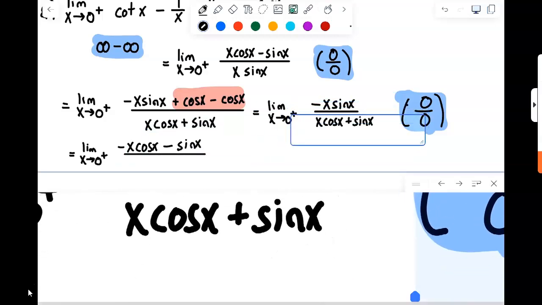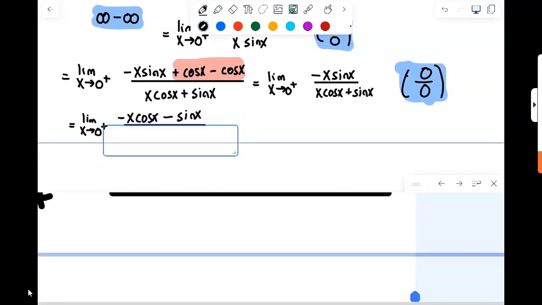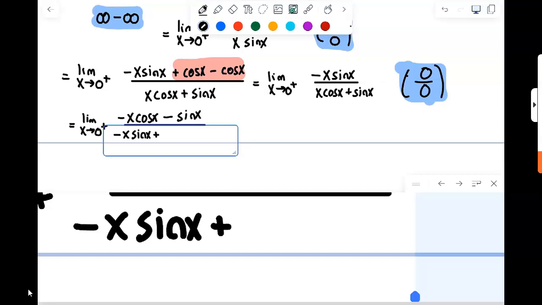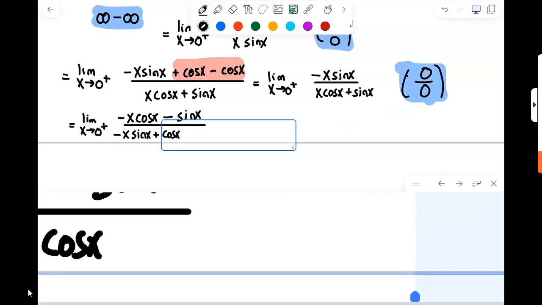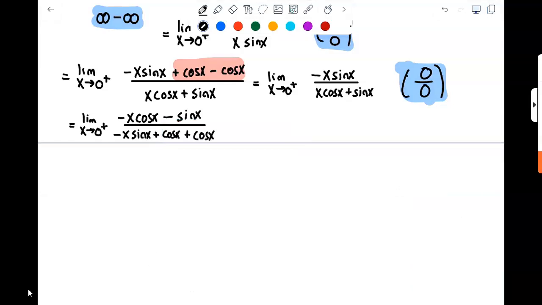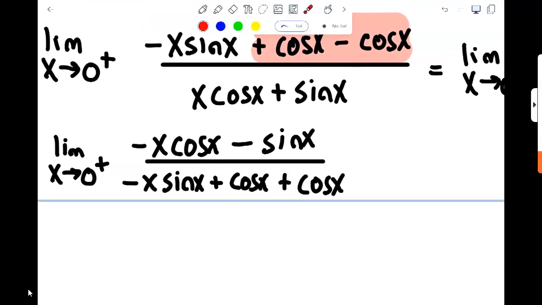Then we do the derivative of x cosine x. That will be x times the derivative of cosine, which is minus x times sine x, plus cosine x times the derivative of x, cosine x, plus the derivative of sine, which would be another cosine. And now finally, we have what we need.